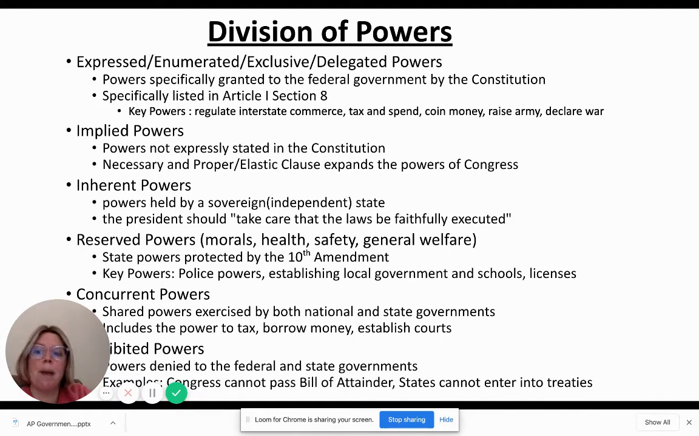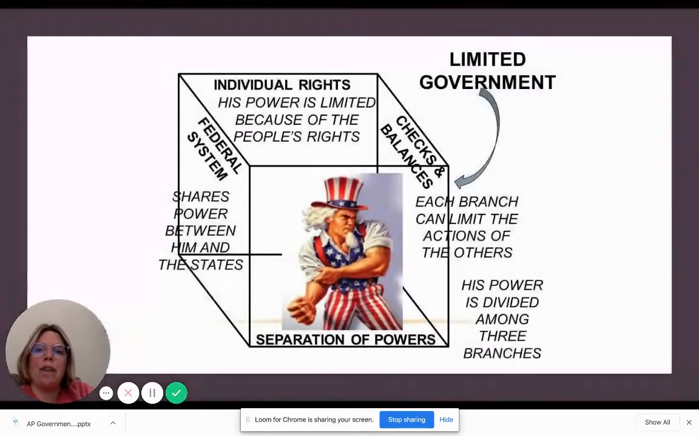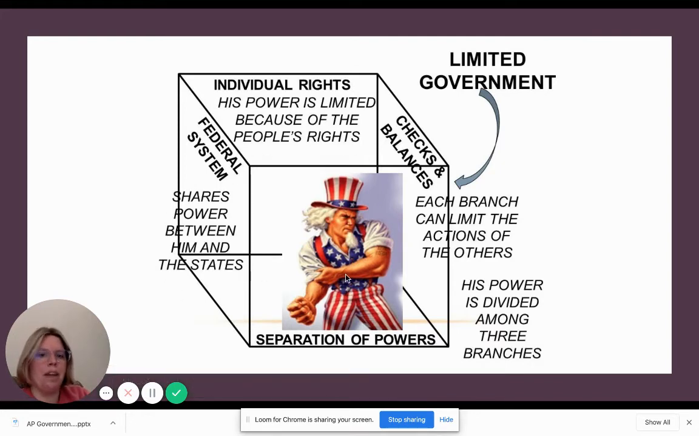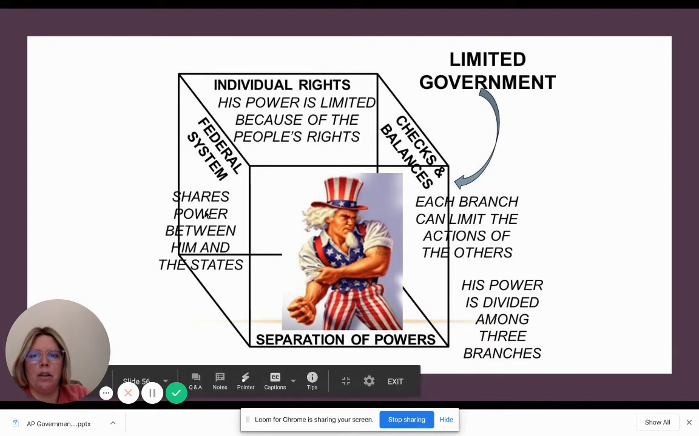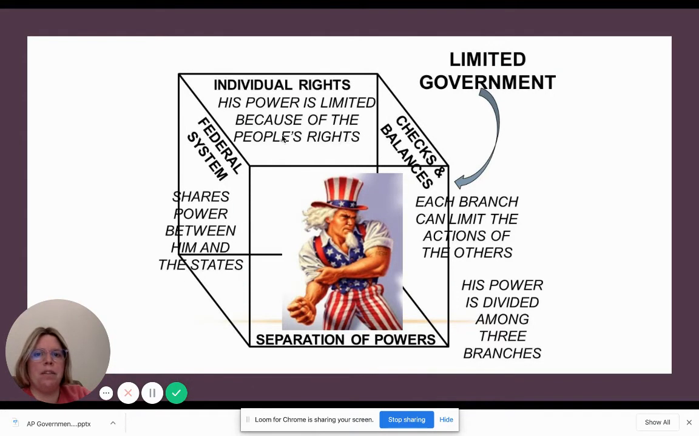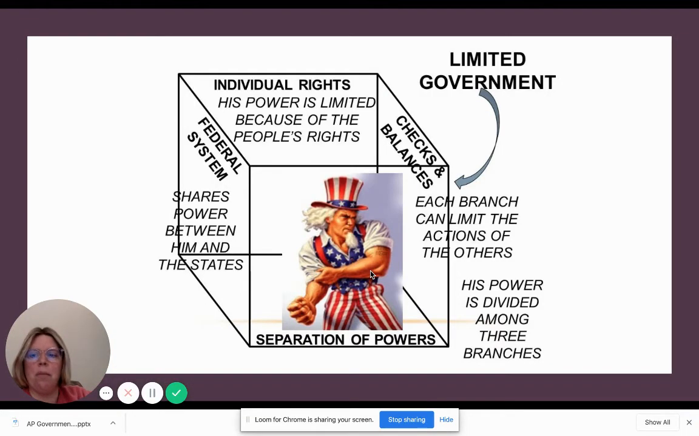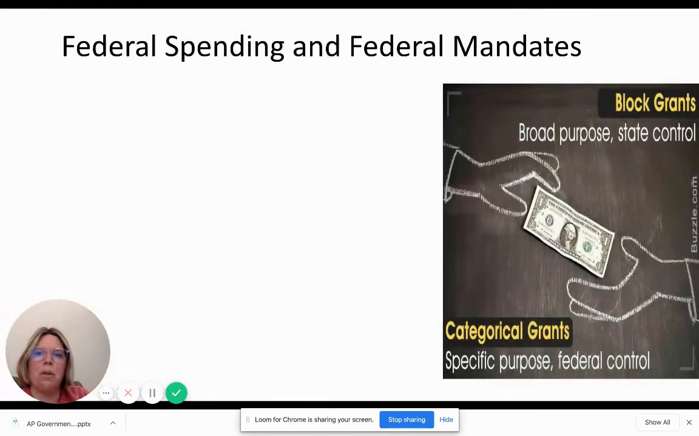That's a prohibited power. Okay, so I love this little visual because it shows Uncle Sam, who is supposed to represent the federal government, and how we kind of put him in a box and limited government. It basically says he shares power between him and the states. His power is limited because of the people's rights. Each branch can limit the actions of others. His power is divided among 3 branches. So it explains how we boxed in the federal government and limited their power and their authority.